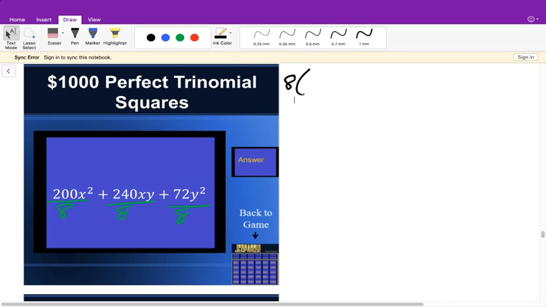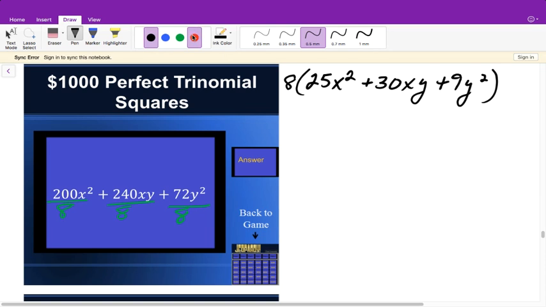Maybe take out a 2 because you see they're all positive, take out another 2, and so on until you get to where there's nothing left. Well, 200 divided by 8 is going to give me 25x squared. 240 divided by 8 is going to give me plus 30xy, and 72 divided by 8 is going to be plus 9y squared. Right now, after we factored out that GCF, we have 3 terms left.